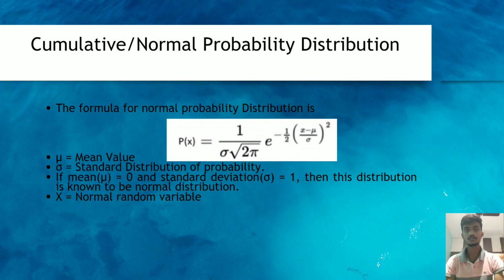The formula for normal or cumulative probability distribution is P(x) = 1/(sigma root 2 pi) e^(-1/2 ((x - mu)/sigma)^2), where mu is the mean value and sigma is the standard deviation of the probability distribution. If the mean value is 0 and the standard deviation is 1, then this distribution is known as the standard normal distribution, where x is the normal random variable.